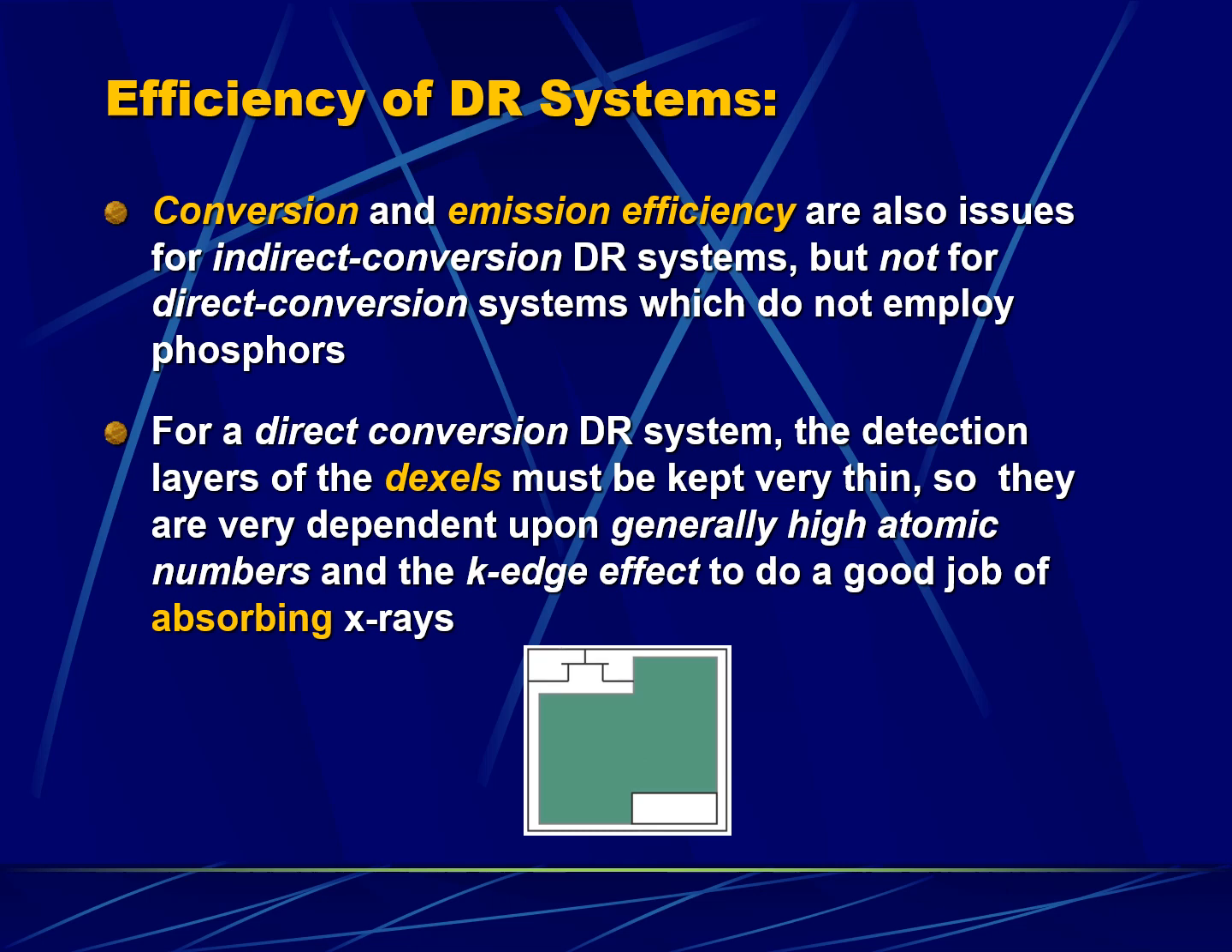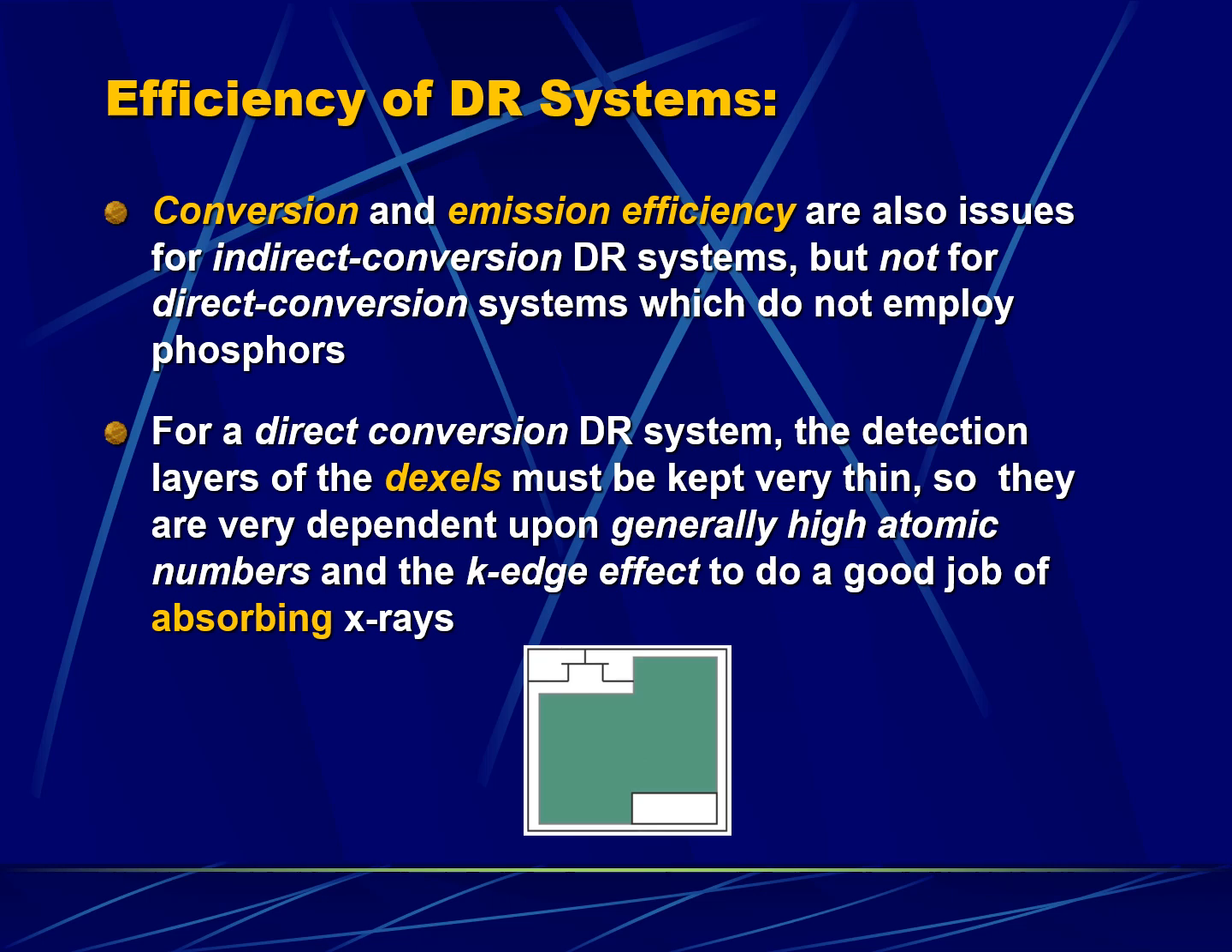So conversion and emission efficiency are also issues for indirect DR systems, because we're also dealing with light spread, we're also dealing with phosphors. So how good is the phosphor at catching the photons? Does that readily trigger a light emission? Does the light spread in all directions? Does the light make it out of the phosphor? So everything that applied to the photostimulable phosphor also applies to the indirect phosphor layer, which is usually cesium iodide or gadolinium oxysulfide. But in a direct conversion system, the layers of the dexels must be kept very thin, so they're dependent upon higher atomic numbers to increase the probability of photoelectric absorption.